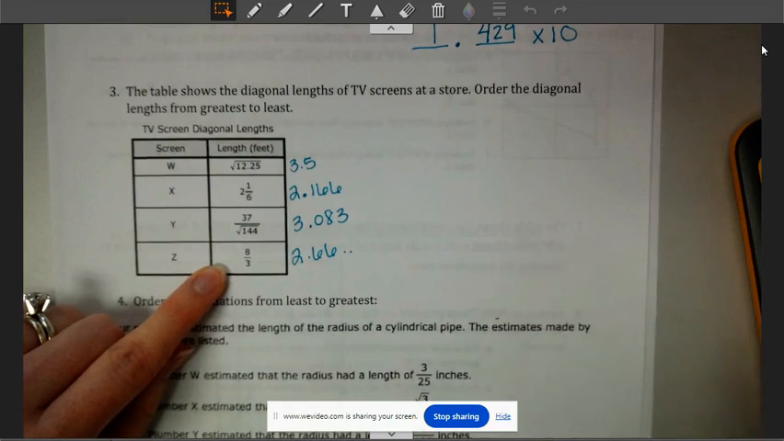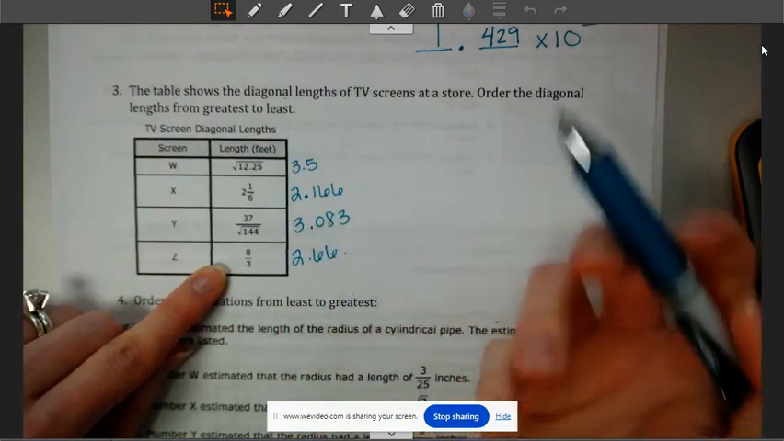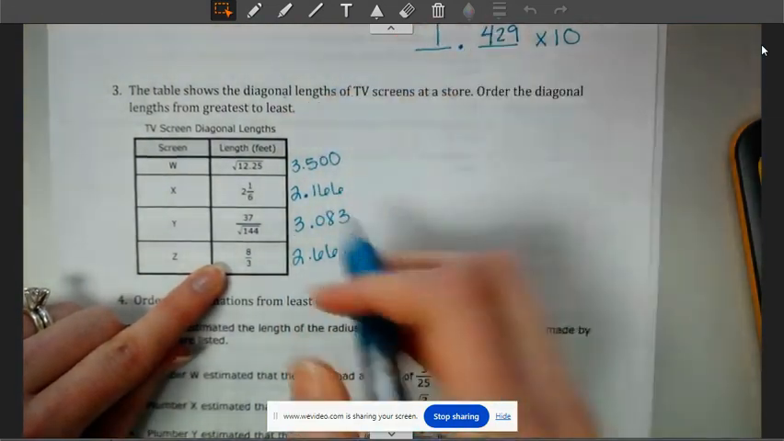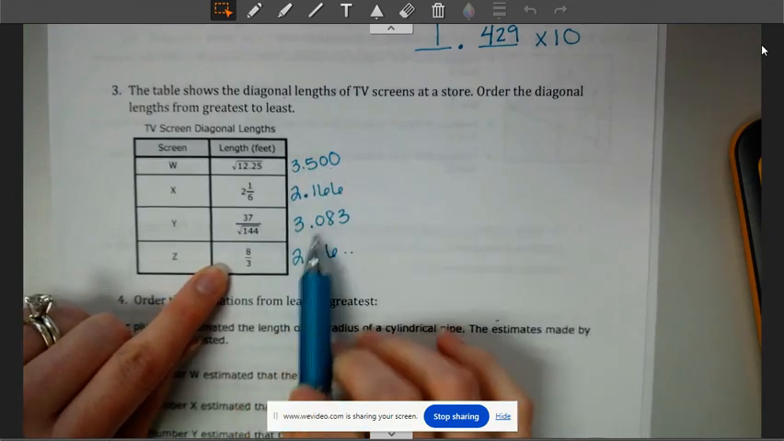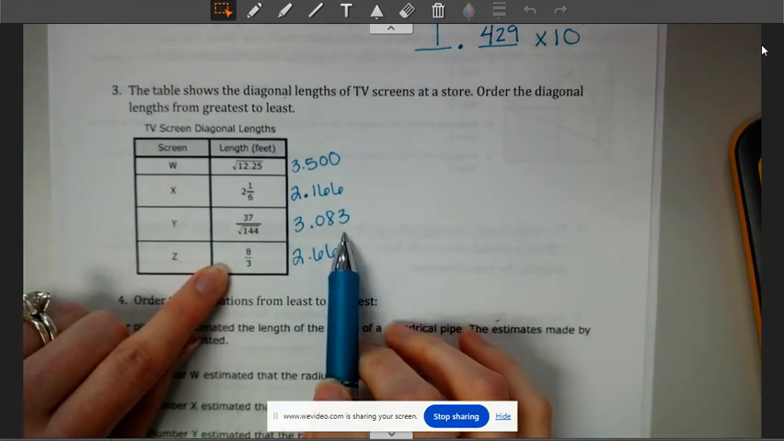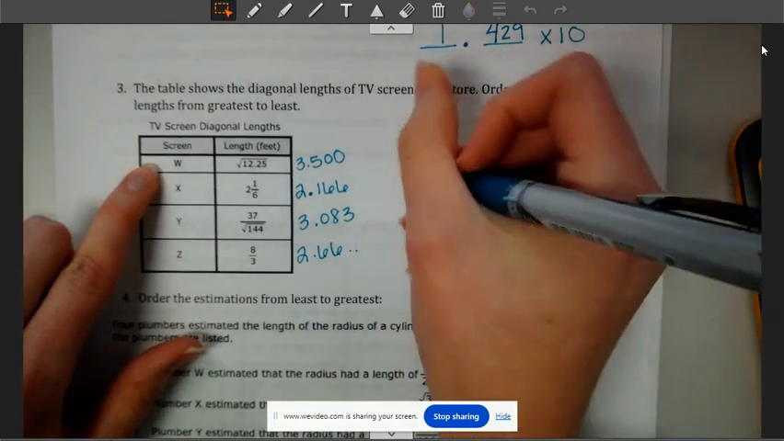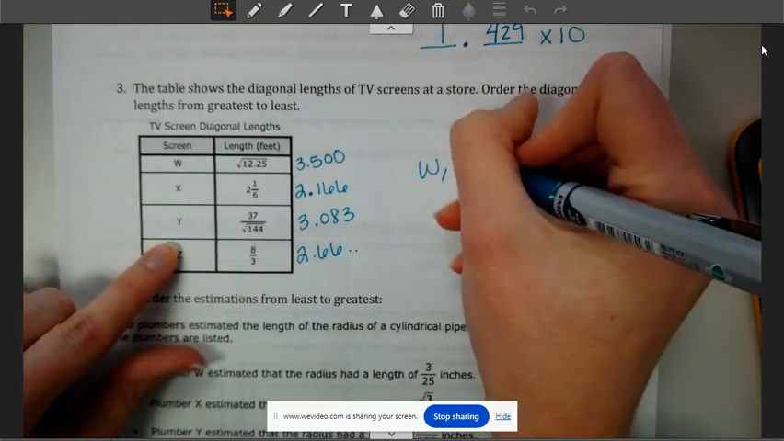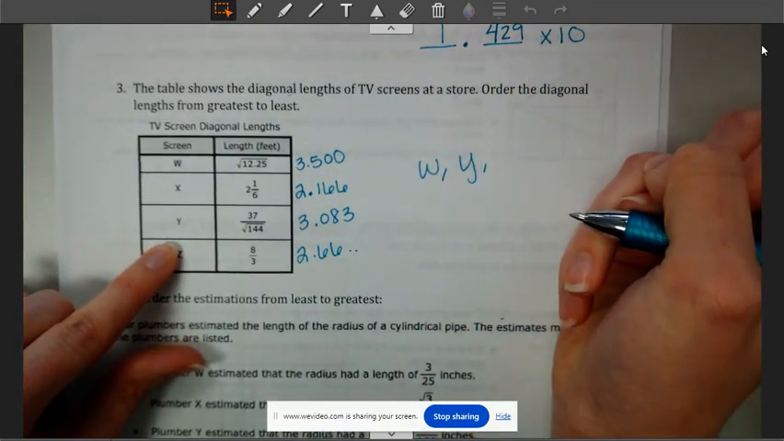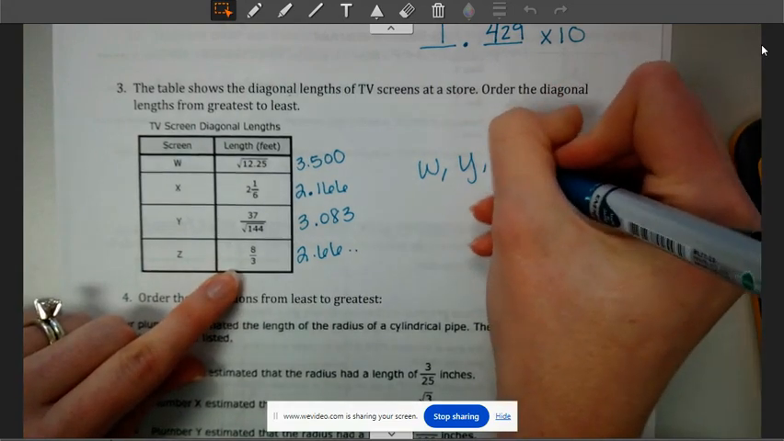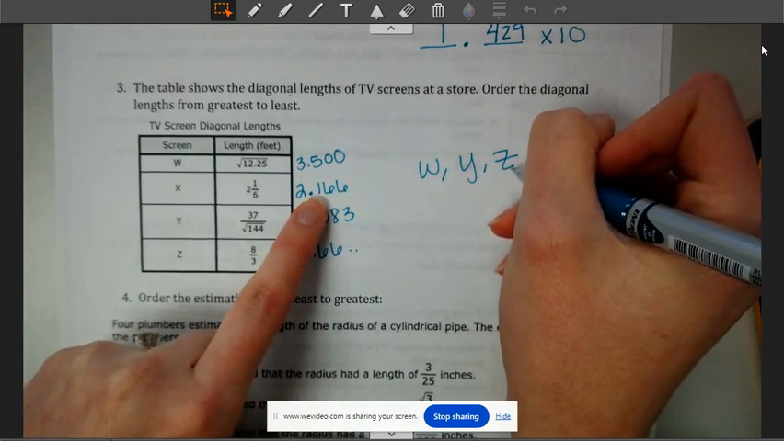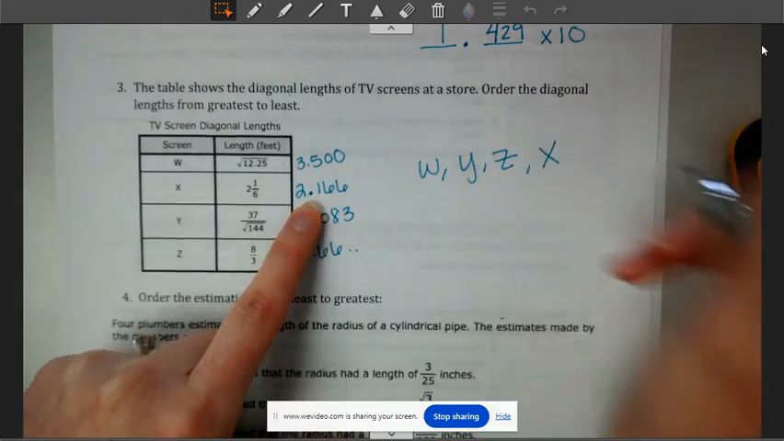Okay, least to greatest. So we're going to start comparing our 3's. If I add zeros behind this, this is 3 and 500 thousandths, whereas this is 3 and 83 thousandths. So I would say W is the largest. Then after W, we have Y. Then we have Z, 2.6 repeating would be greater than 2.16, and then we would have X.